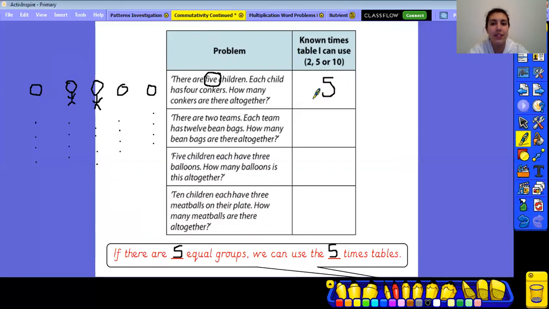So I've not written the answer because the question doesn't ask me for the answer. The question asks me which times tables I can use. So let's have a look at this one then.